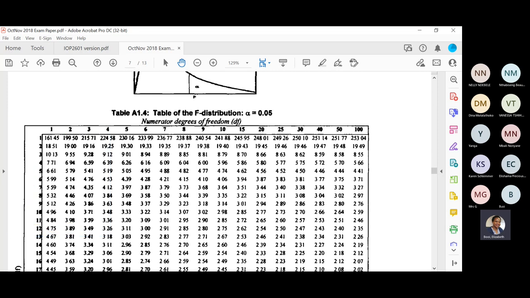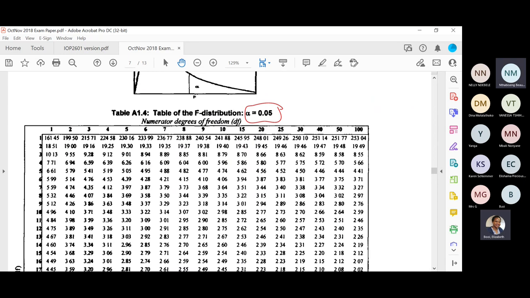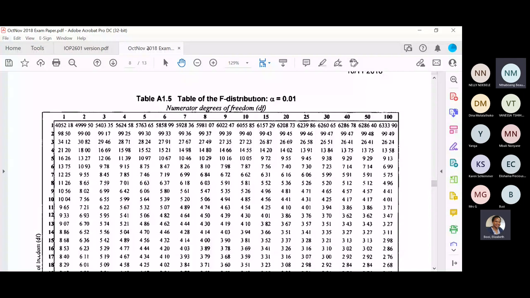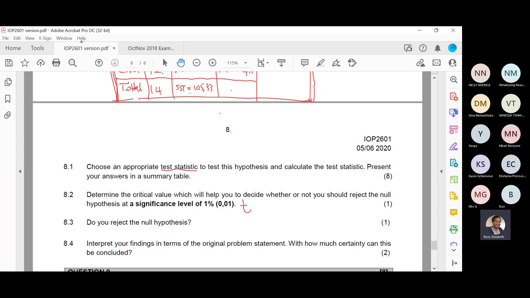Not too quick. The other thing we need to take into consideration is the alpha value. What did they say our alpha is? At 0.01. We need to take that into consideration. That is 0.05. So we need to look for 0.01. So our degrees of freedom, 2 and 12, 2 at the top and 12 on the left, and where they meet, 6.93. Your critical value is given by your alpha and V1 and V2, or degrees of freedom 1 and degrees of freedom 2, which is your F of 0.01 with 2 and 12. And that should give you 6.93.